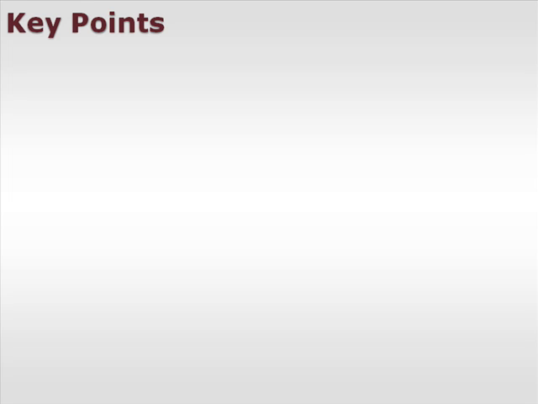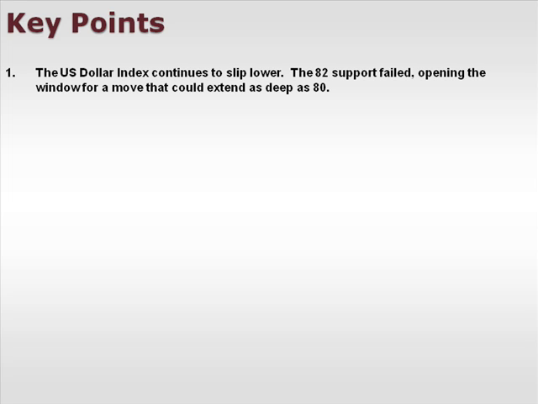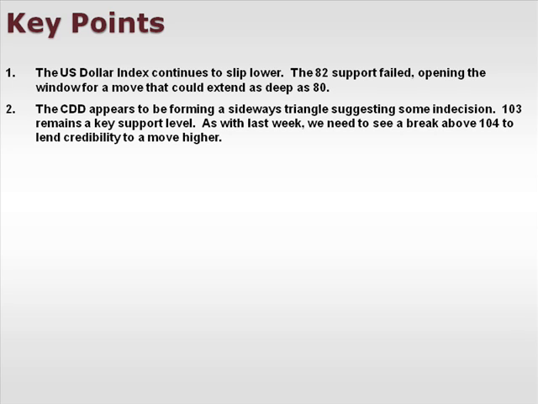Let's take a look at a few of our key points. First of all, the US dollar index continues to slip lower. The 82 support failed, opening the window for a move that could extend as deep as 80. The CDD appears to be forming a sideways triangle, suggesting some indecision. 103 remains a key support level. As with last week, we need to see a break above 104 to lend credibility to a move higher.